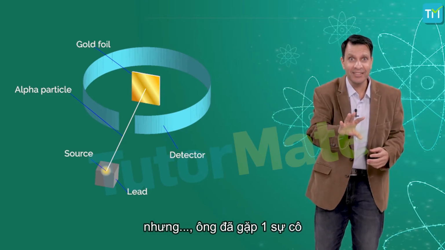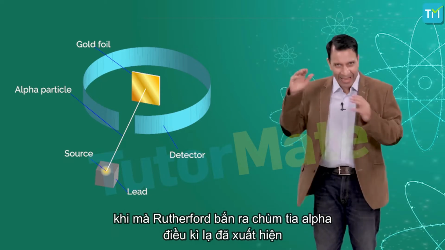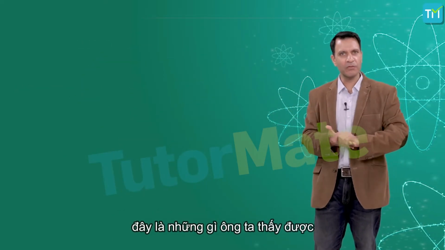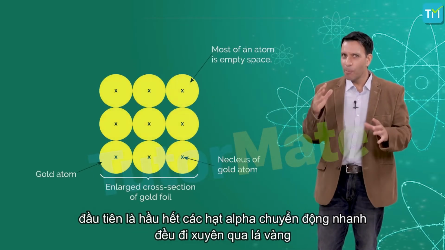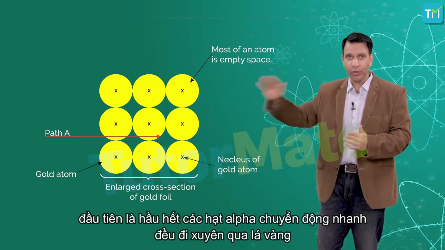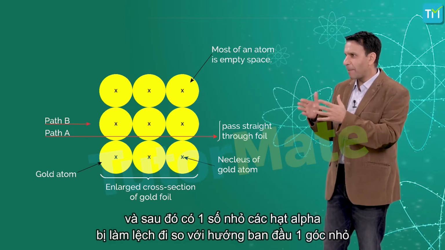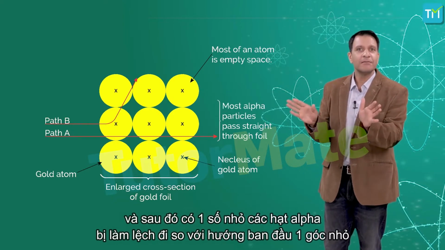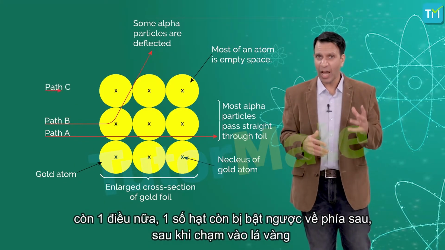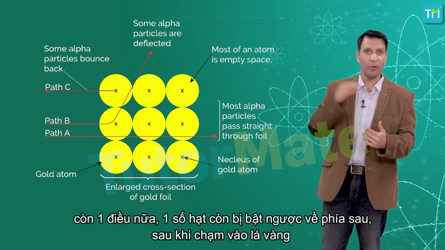But here comes the twist. When Rutherford fired the alpha beam, something strange happened. This is what he observed. First, most of the fast-moving alpha particles passed straight through the gold foil. Second, some of the alpha particles were deflected by the foil at small angles. Third, 1 out of every 12,000 particles appeared to rebound.